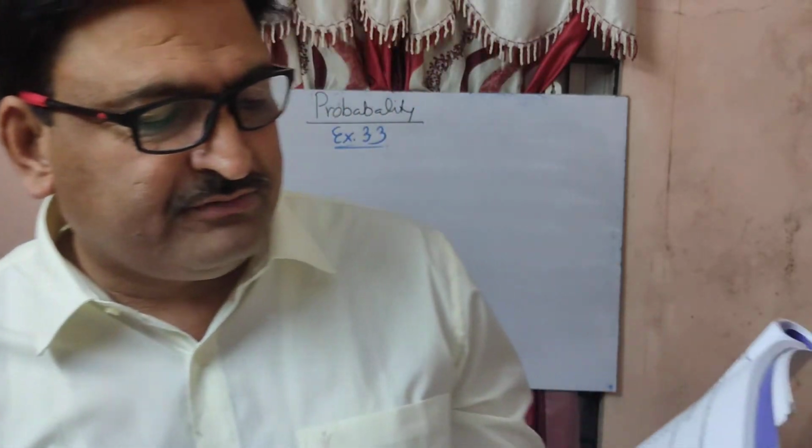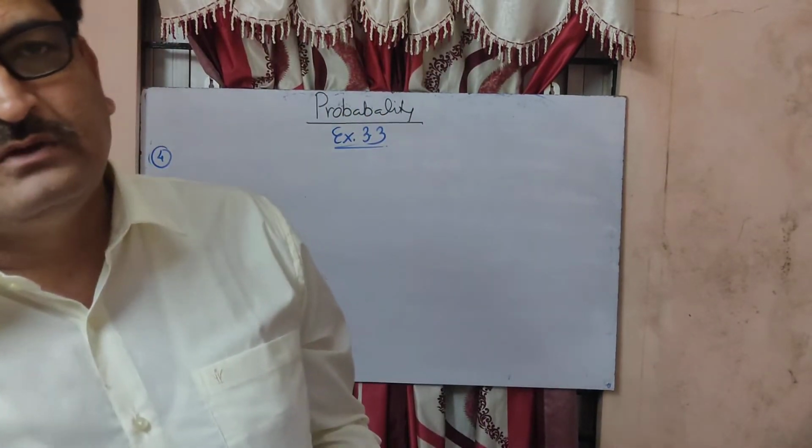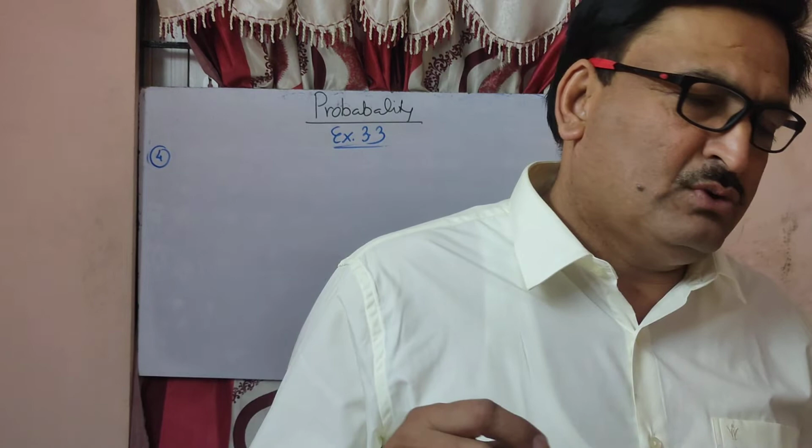Numbers 1 to 10 are written on separate slips, one number on one slip, kept in a box and mixed well. One slip is chosen from the box without looking into it. What is the probability of? So in a box, 10 slips have been put, and each slip has a number from 1 to 10.